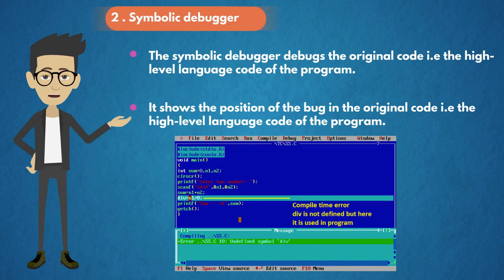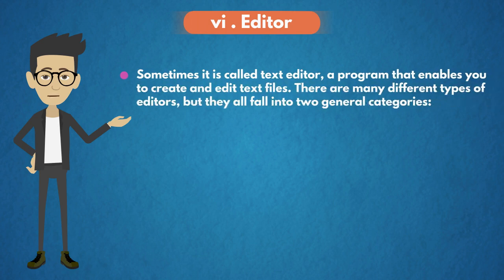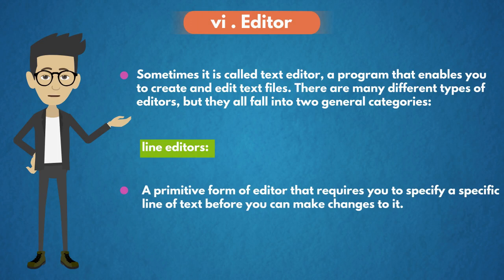Here we can see the compile time error: the variable is not defined, but here in the program it is used. The sixth system tool is editor. Sometimes it is called a text editor, a program that enables you to create and edit text files. There are many different types of editors, but they all fall into two general categories. They are line editors and screen-oriented editors. First of all, let us see what is a line editor. A primitive form of editor that requires you to specify a specific line of text before you can make changes to it is called a line editor.